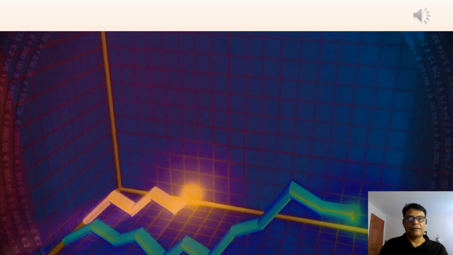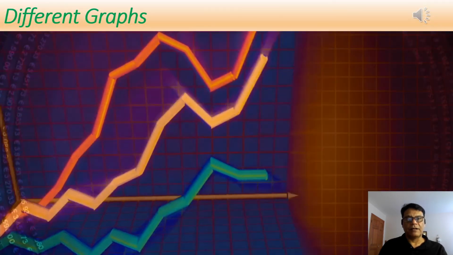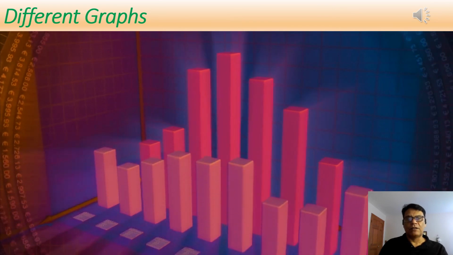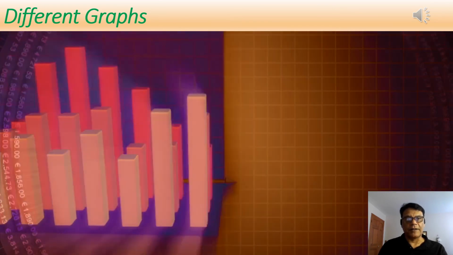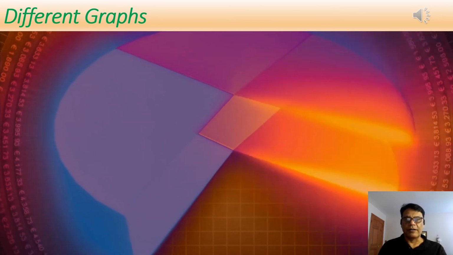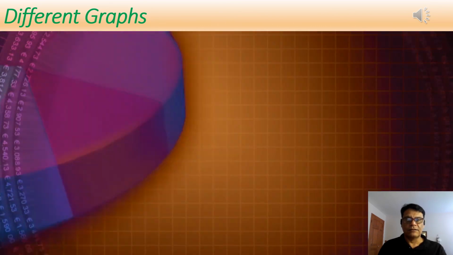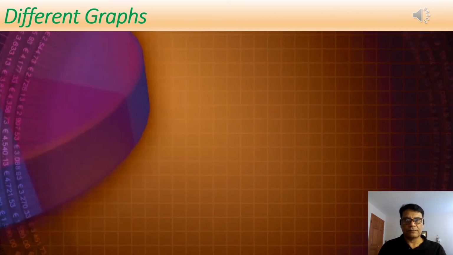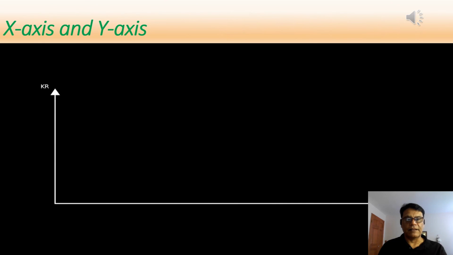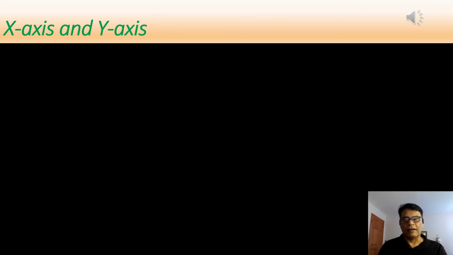And the graph, there are different graphs to show the different quantities. And this is x-axis and y-axis. And x-axis and y-axis are also used to show the relationship between the different quantities.